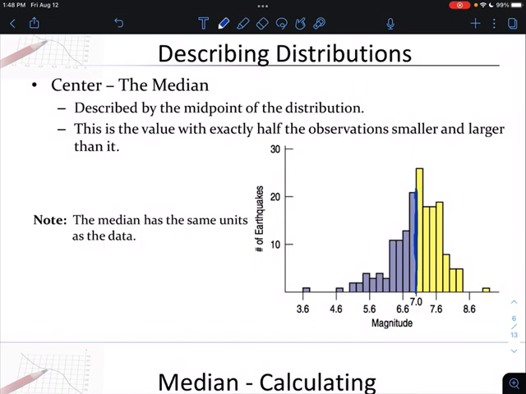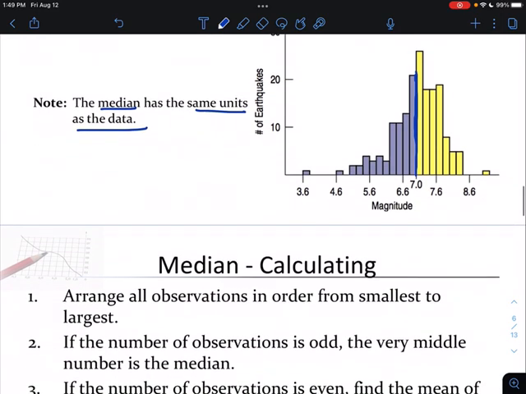So I want 50% to the left, 50% to the right. It's going to be close to where the peak is, but it's going to go in one direction or the other, depending on which skew direction it goes. So when we talk median, the other thing to note here, the median has the same units as the data. So if I'm measuring things in kilograms, my median is in kilograms, and so on. So anytime I report a median, I have to put the units that also go with the data.